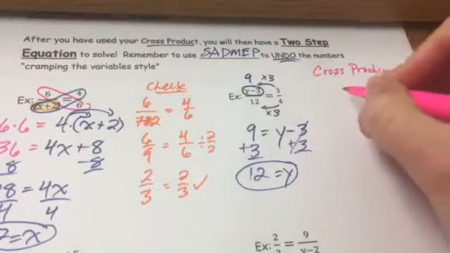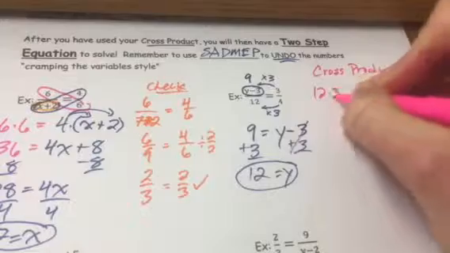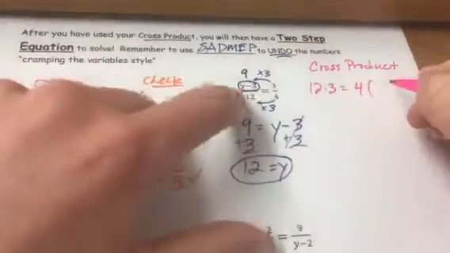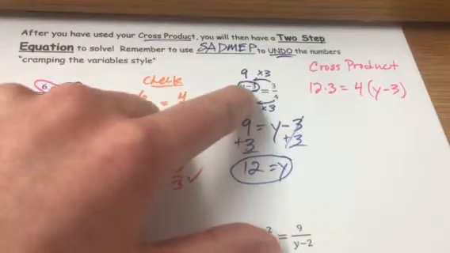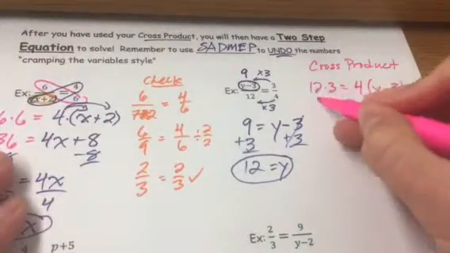So I'm going to go ahead and multiply my opposites. So this is going to be 12 times 3 is equivalent to 4 times this entire thing. So you got to make sure you use your parentheses. 4 times y minus 3. We can go ahead and start solving.